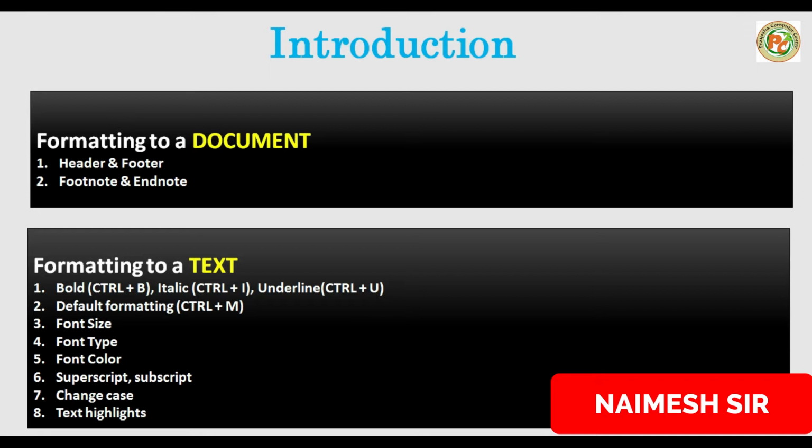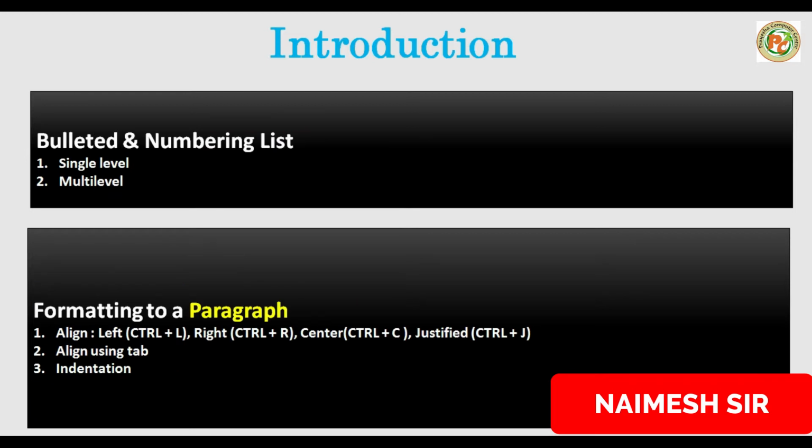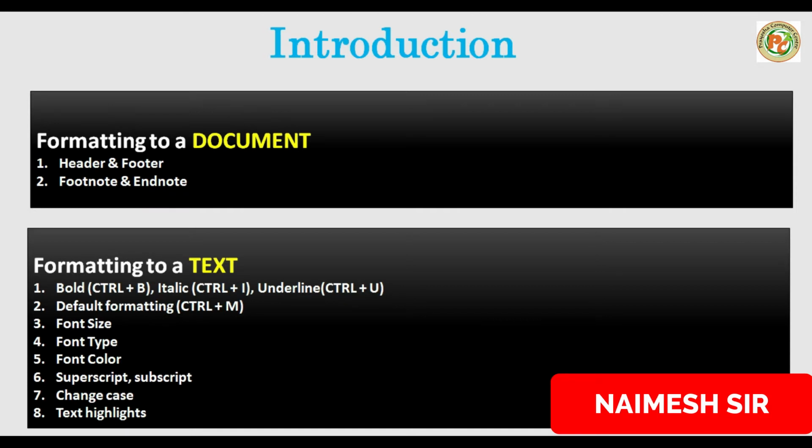In this session 3 we are going to learn three different things: formatting a document, formatting a text, and formatting a paragraph. With that we will also learn bullets and numbering. First we are going to learn formatting a document, and document formatting means how to insert header and footer and how to insert footnote and endnote.